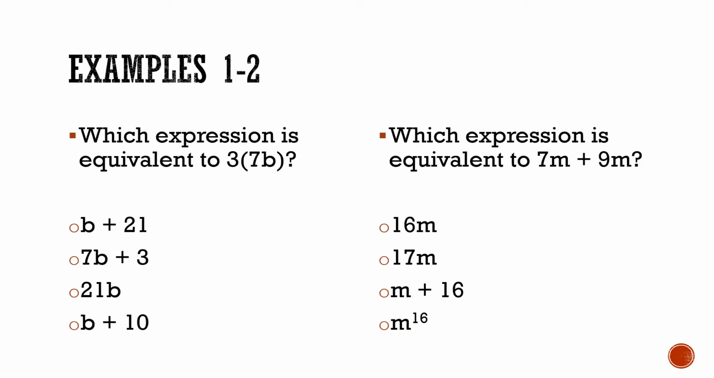So which expression is equivalent to 3 times 7b? Now remember that 3 may be written in front of the parentheses, it may be written behind it. There's definitely different ways of writing this, and I'll try to do that some as we go. So you may see it here with a dot. That means we need to distribute the 3. So 3 times 7b is 21b.